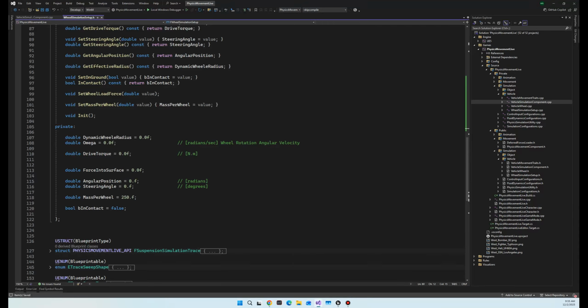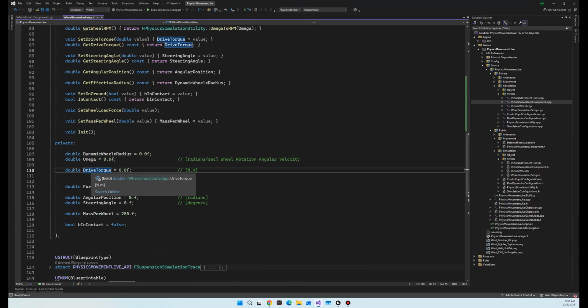On initialization, we'll be setting this up, and then as the simulation drives, we'll be able to get our angular position, which is where our wheel is rotating, and that's really more for animation. Steering angle, again, if it's a wheel that steers, how much angle does it have? Mass per wheel is useful in the calculation. Drive torque is the maximum amount of torque that is sent to the wheel to get it turning.